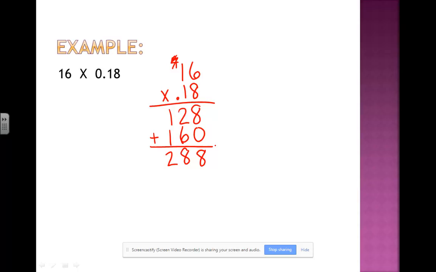Now it's time to take a look at our decimal. So we multiplied like normal, just like step 1 said. Now we're going to count up how many numbers are behind the decimal. In our first number, there were no numbers behind the decimal. So in our second factor, there were 2 numbers behind the decimal, the 8 and the 1. So in my answer, I have to move my decimal 2 places so that there are 2 numbers behind the decimal. So I have 2 and 88 hundredths.